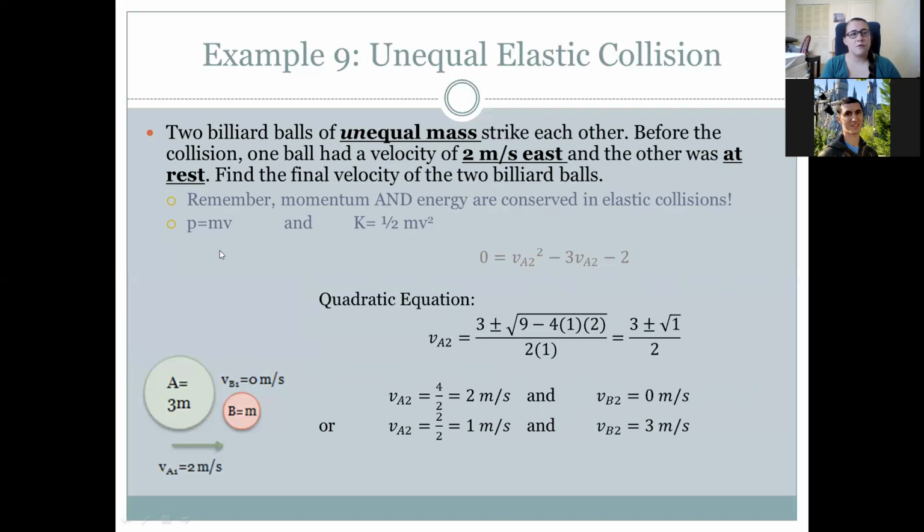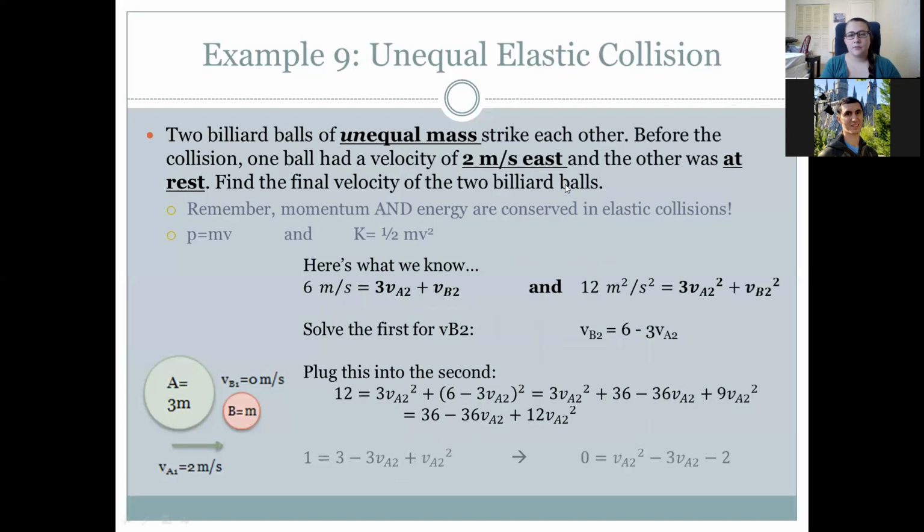So a question here from Marco: why did you square when you plug in? Wait, so for 3VA squared is squaring twice. Let me go back. Is this the slide you're asking about, Marco?